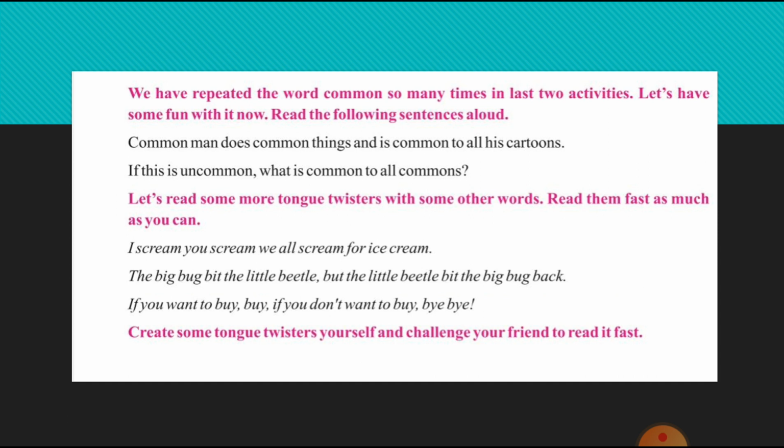Peter Pepper picked a pack of pickled peppers. A proper copper coffee pot. Around the rug rocks the rag rascal ran. Long leg ladies last longer. Swam over the pond, swam back again. Well swung swam. All these are tests of how fast you can read. I hope you enjoyed this activity. That is about the tongue twisters.